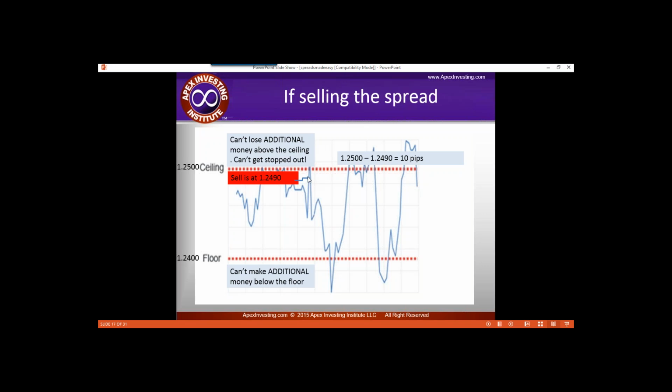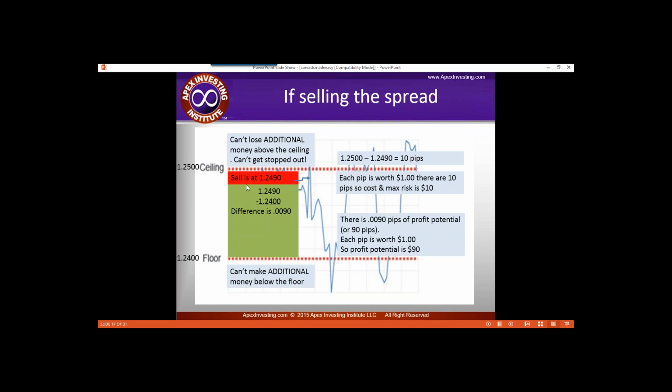So let's say I sell, saying the market's going down, but I'm wrong. Let's say the market goes up and it shoots up 200 points against me, 200 ticks against me. Do I lose 200 ticks? No, because I cannot lose above the ceiling. My risk is capped. So each pip is worth $1. There's 10 pips right here between 24.90 and 2,500. So the maximum risk is 10 bucks. That is the most I can lose. Does that make sense? Because I can't lose any more above this ceiling. Even if the market skyrockets hundreds of points against me, I can only lose 10 bucks.